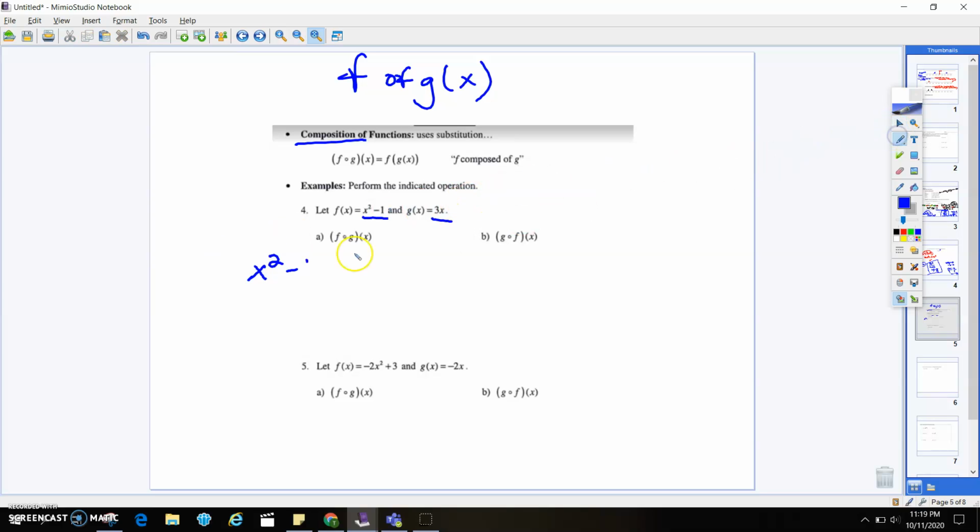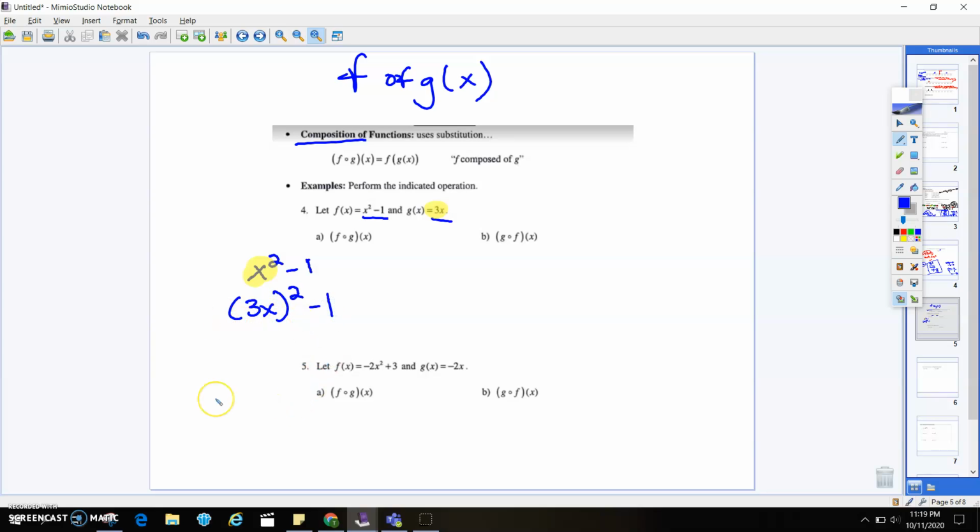x squared minus 1. Okay? And now I'm going to take what g is, and anywhere that I see an x in my f function, I'm going to plug that g in. So here it is again. I'm going to take that g function, which is 3 times x, and I'm going to plug it in for this x right here. Okay, so I'm going to get 3x squared minus 1.